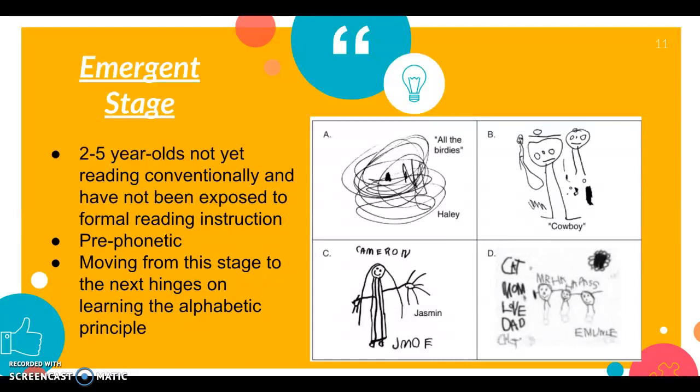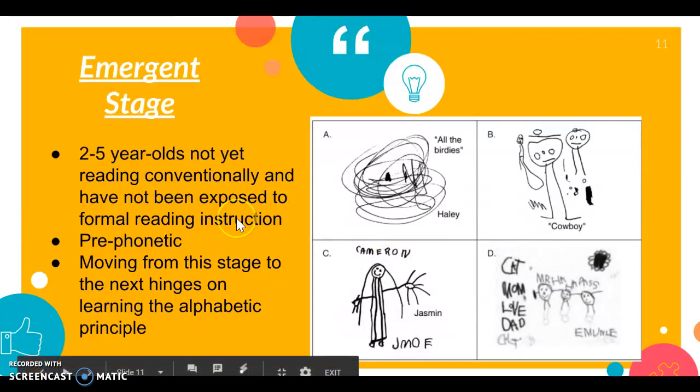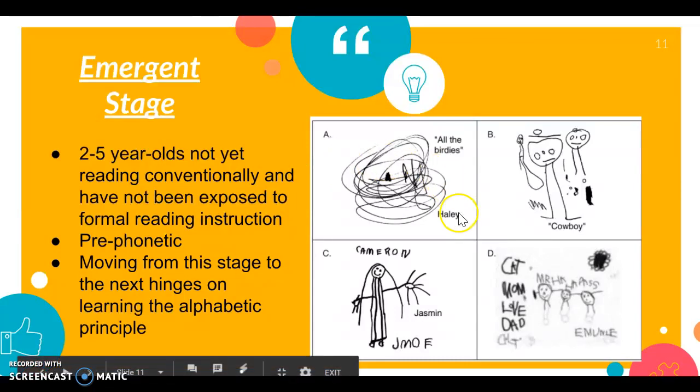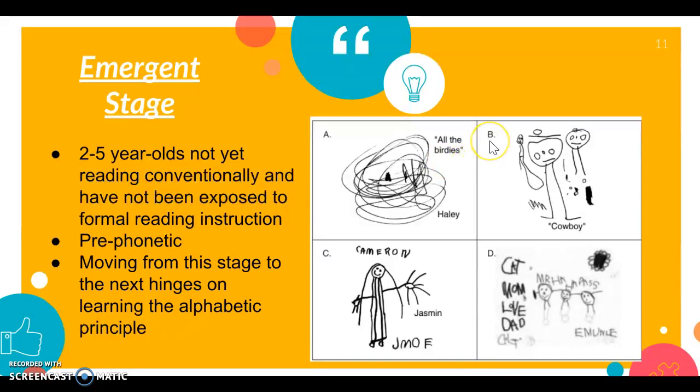So the emergent stage, these are 2 to 5-year-olds not yet reading conventionally and have not been exposed to formal reading instruction. It's pre-phonetic, so they've not received any phonetic instruction. Moving from this stage to the next hinges on learning the alphabetic principle. In this image, you see the beginning of the emergent stage in image A, and then they progress to B, C, and D.